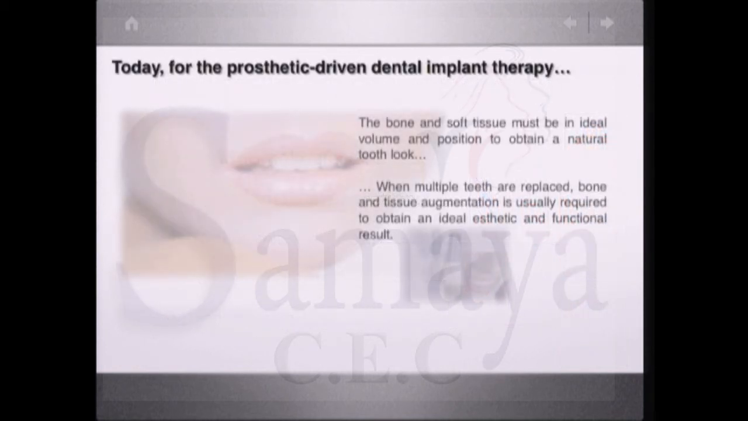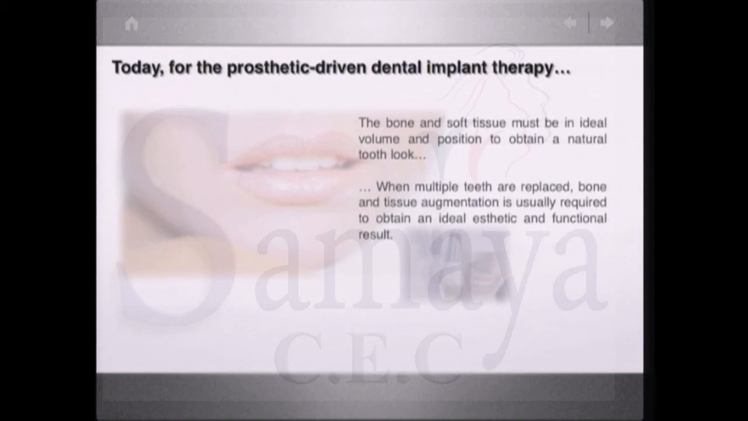These days, you're going to hear a term that is very important. It explains what is the best way to treat your patient. The prosthetic-driven dental implant, and that's what Dr. Muhammad and Dr. Tariq was talking about. The prosthesis will guide us on where to place the implants.